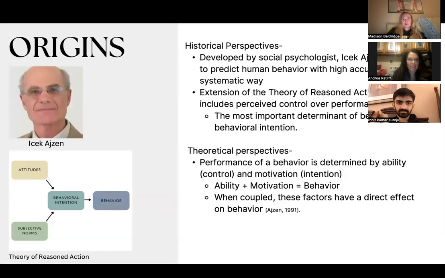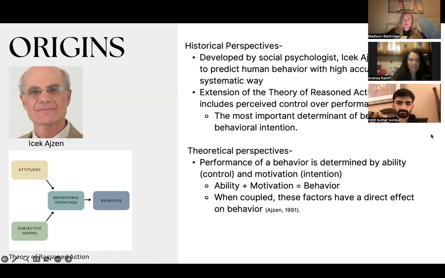So starting off with the origins, historical perspectives, this theory was developed by social psychologist Icek Ajzen in 1991, and there's a picture of him to your left, to predict human behavior with high accuracy in a systematic way. He had done some previous research on the theory of reasoned action, and he wanted to be more specific about how to predict human behavior. And he thought that the most important determinant of behavior was behavioral intention.